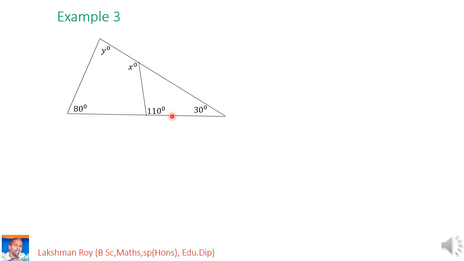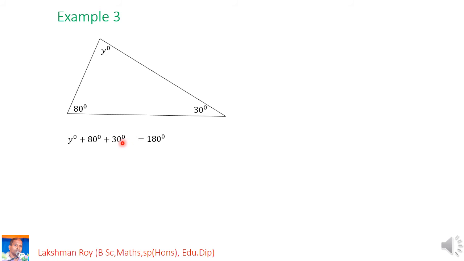Now I'll write the interior angles of this big triangle. Let's see, y degrees. You can see the big triangle: this one, this one, this one, the three interior angles of a triangle. Now you can write y degrees, 80 degrees, 30 degrees. This is the sum of interior angles of a triangle. We learned the result, that is equal to 180 degrees.